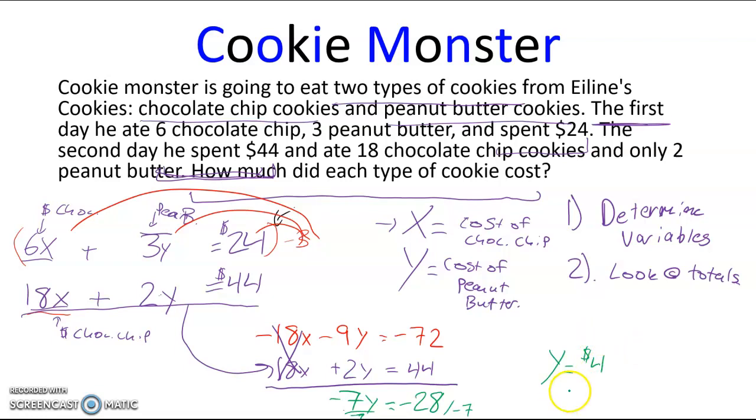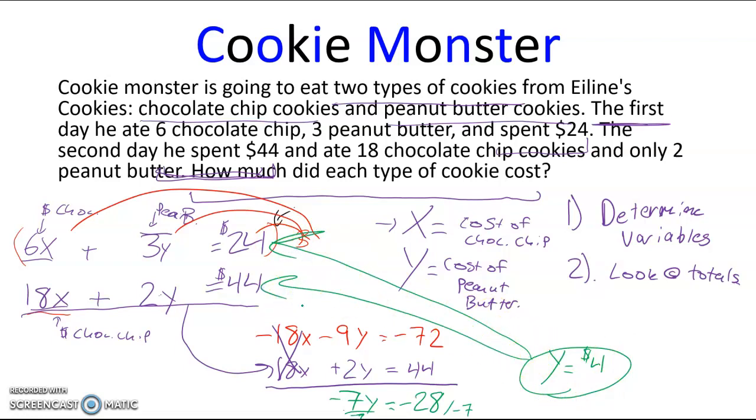Now, remember, anytime we find our y's, we need to plug them back into one of our equations over here in order to solve for x. So let's see, I'm going to go ahead and plug it into this first equation up here. That one just looks easier for me. So let's just go ahead and do 6x plus 3 times y, which is 3 times 4, is equal to 24. And that turns into 6x plus 12 is equal to 24.